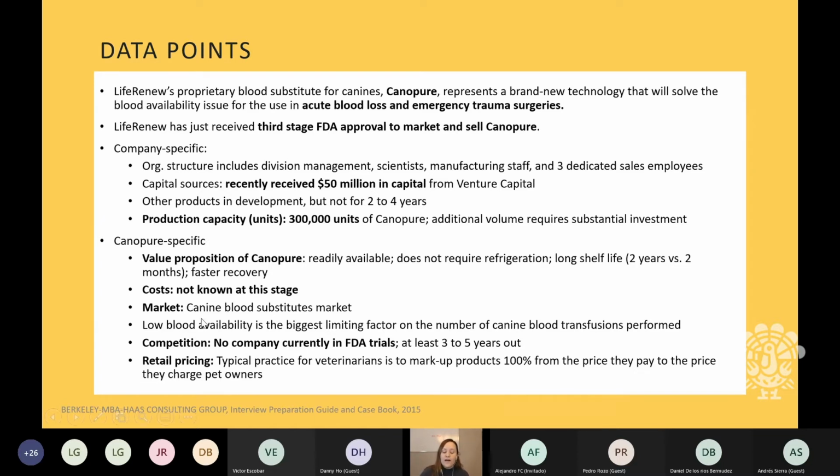Now they're going to research the market and review the competitors. Competitor-wise, they are the only ones that have FDA approval, which puts them at an advantage. From the technology point of view, you need to really determine how you are competing in a certain industry.